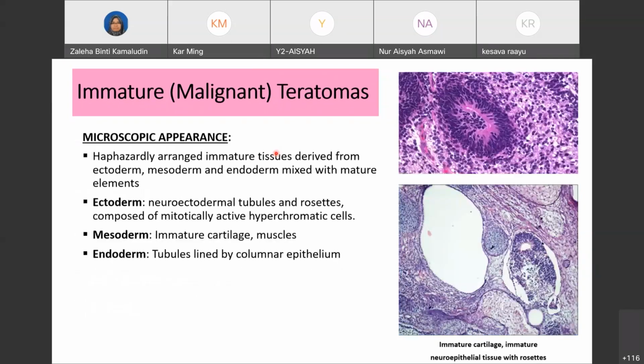And microscopically, obviously, this tumor needs to have this immature component. This is the neuroectodermal immature component. This is an example of the chondroid, which is the immature chondroid tissue. And this is another immature component, the neuroepithelium forming rosettes. So once you have this, then you can call it an immature teratoma.